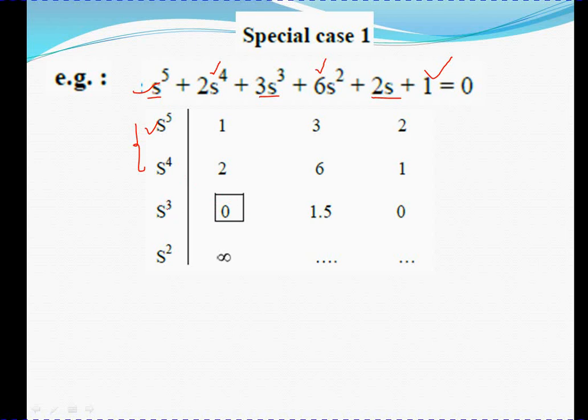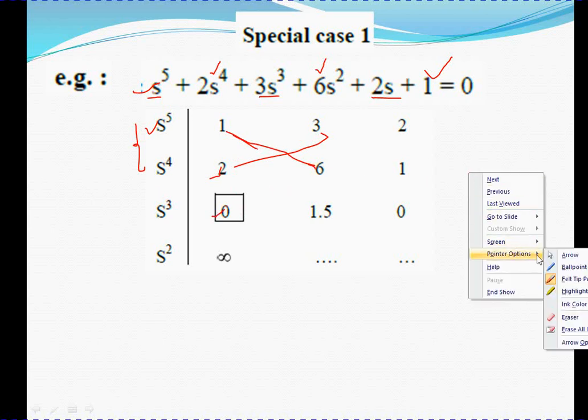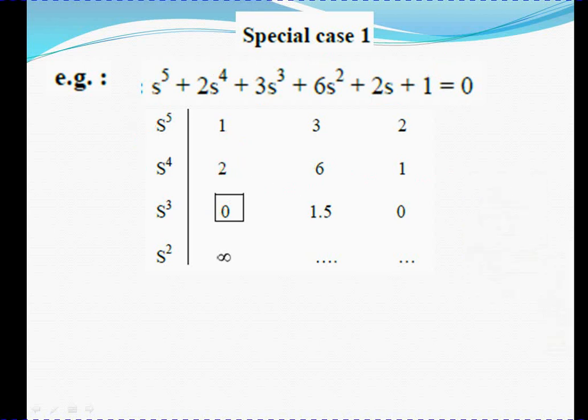Now to calculate the s^3 row, you need to multiply 2 into 3, that is 6, minus 6. So 6 minus 6 is 0, divided by 2, so that will be a 0 value. Similarly, to calculate the next element, it will be 4 minus 1, that is 3, divided by 2, so that will be 1.5. So these two terms will be in the s^3 row.